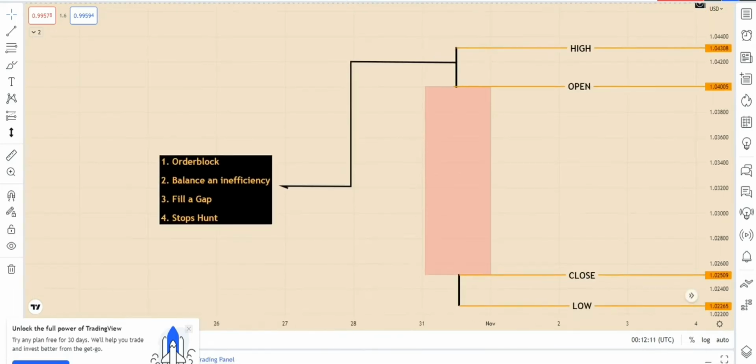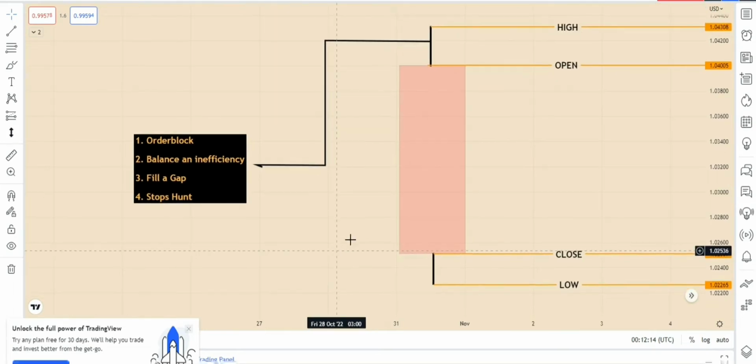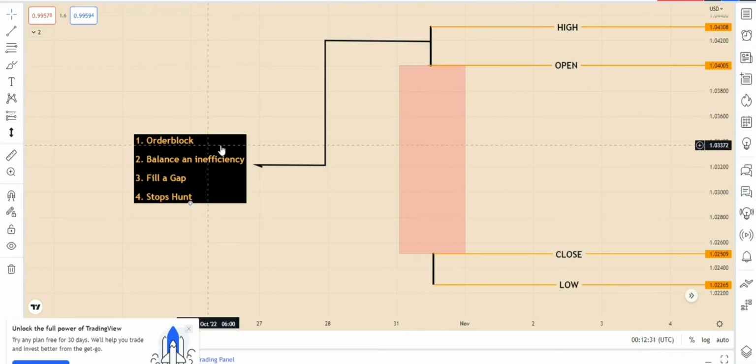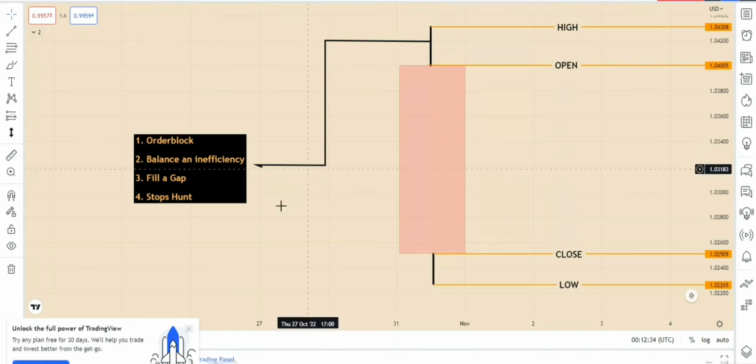When you come to a bearish scenario, you expect a similar situation to happen. The market will first trade to the upside, so you mark your opening here, and the candle will first trade to the upside. In the process, it will stop at one of these four items. So when the market is trading to the upside, you want to come to your chart and look for order blocks, inefficiencies, gaps, and old highs where the market will hunt stops.